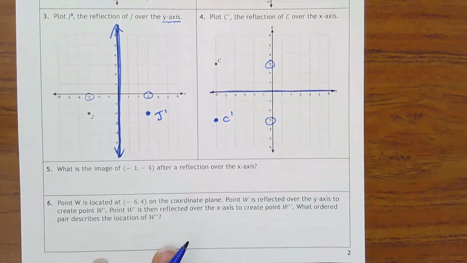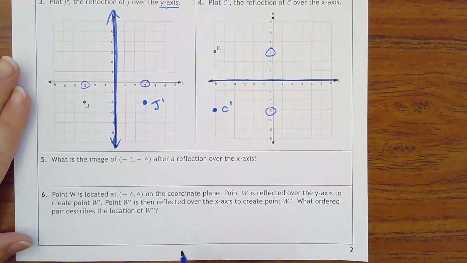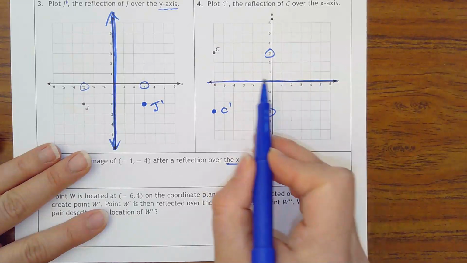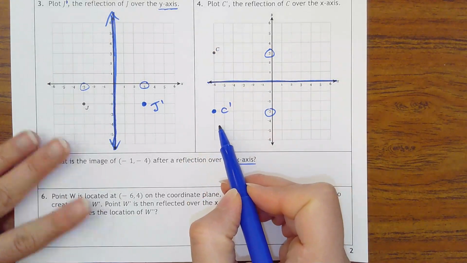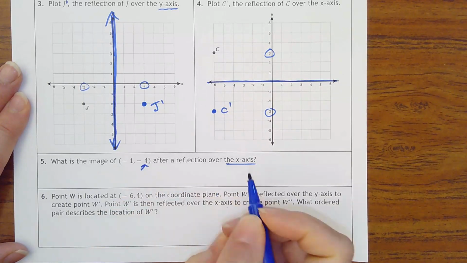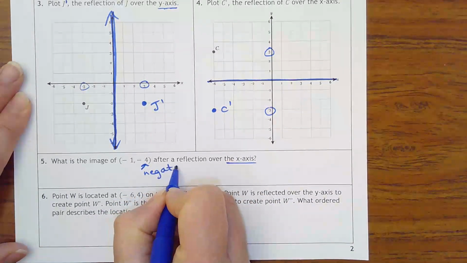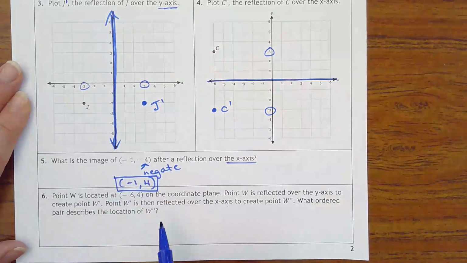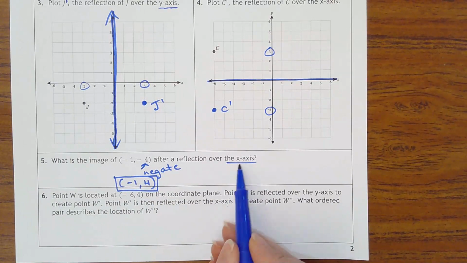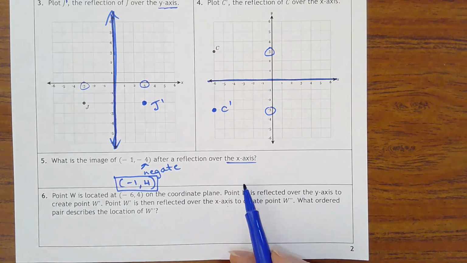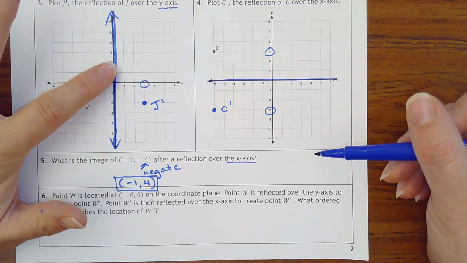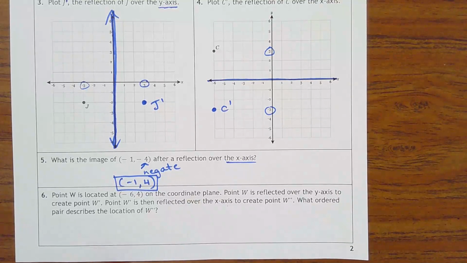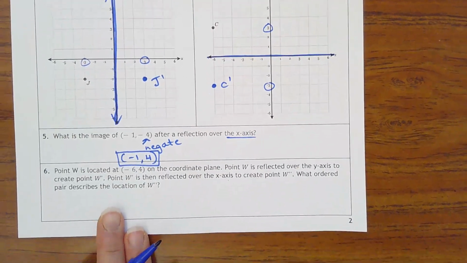Number 5 says, what is the image of -1, -4 after reflection over the x-axis? So you're thinking of my x-axis runs horizontally, so I'm actually changing it from one y to the opposite y. So I need to negate, means just take the opposite. So this would be -1, 4. So it's always the opposite sign of not x, but y. If it was over the y-axis, then you're thinking of your vertical line, and then it's changing x because you're going left to right.